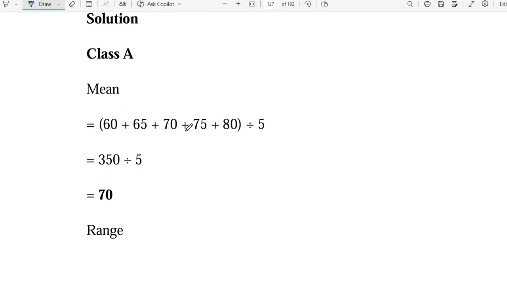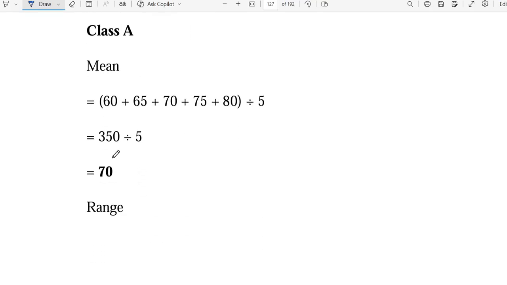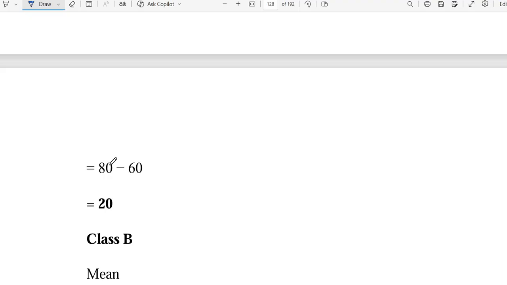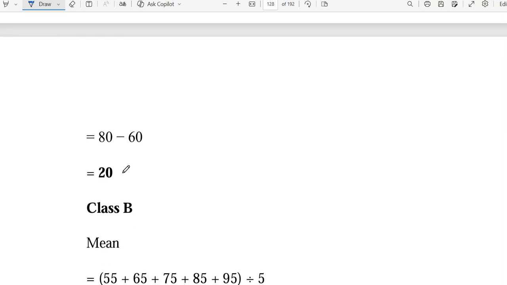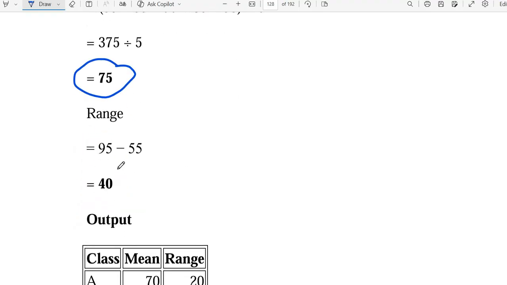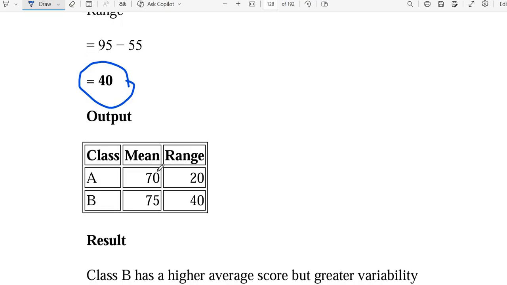Now we will find the mean of class A, so it will come to 70. Then we will find the range. What is range? Maximum minus minimum. So we will get 20. Range is 20 for class A. Now for class B, mean is 75 and range is 40. So we will make a table and compare both.